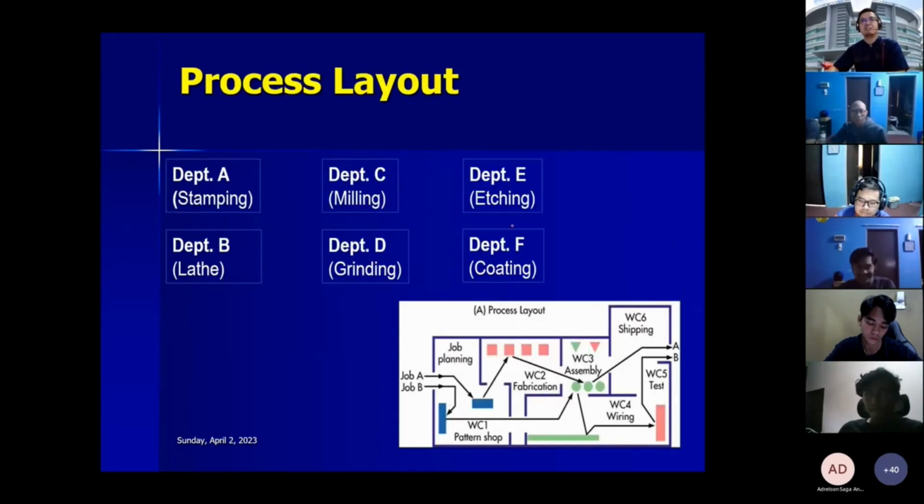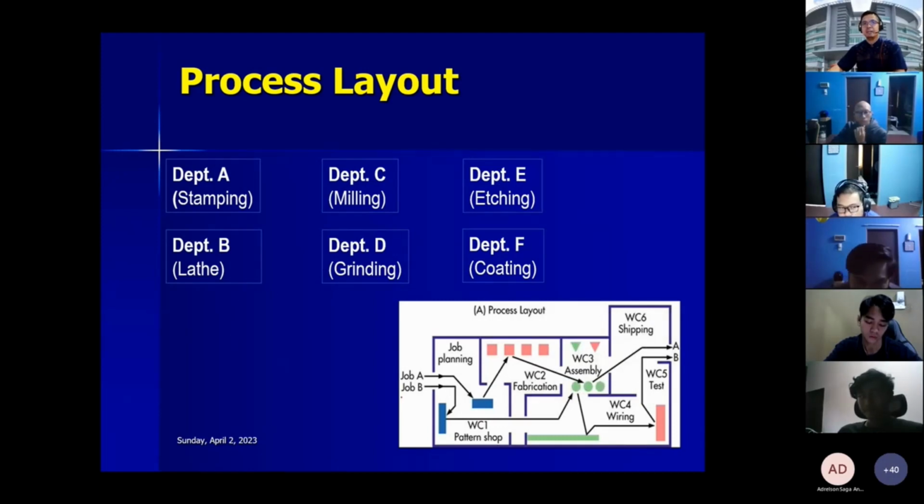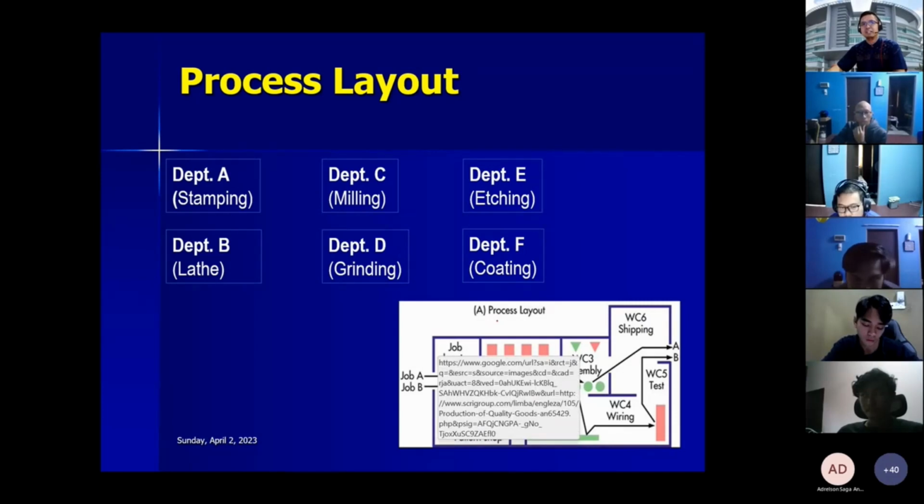And meanwhile, the process layout. This is a process layout. Department A is stamping, Department B lead, Department C milling, Department D grinding, E etching, and F is coating. So look at our figure here. Job A, job B done. Here, come here. This is the process layout.